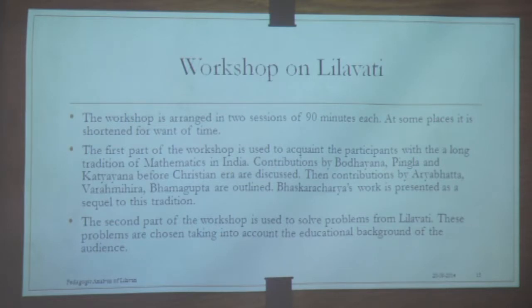The first part is to provide how the tradition of mathematics existed in India, starting from prior to Christian era, Bodhayan, Pingala, Katyayana, etc. After Christian era, Aryabhatta contributed, Brahmagupta contributed, and this tradition continued, and I then come to what Bhaskara did, about Bhaskara, his background, etc. And I tell them forcefully, especially in Maharashtra, that he was born in Maharashtra. And then I also show that statue, the stone carving, etc.